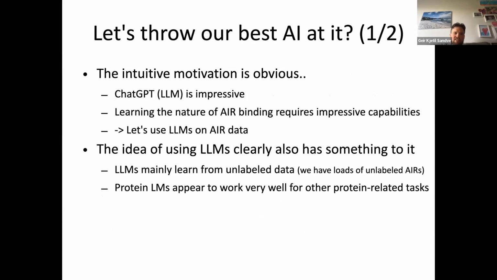So I started a bit by saying this: let's throw our best AI at the problem. And I think there is a very strong intuitive motivation today that goes something like, ChatGPT is certainly in many respects very impressive. Learning the nature of AIR binding requires something with impressive capabilities. So let's try to use, for instance, large language models on AIR data. And this idea clearly has something to it also, I would say. These large language models mainly learn from unlabeled data. And we have a load of unlabeled data of AIRs. In our field, we have much, much less labeled data. Also, we have seen, and it seems at least to be the case, that protein language models work well for many other protein-related tasks. So that also points to it probably working quite well for us.